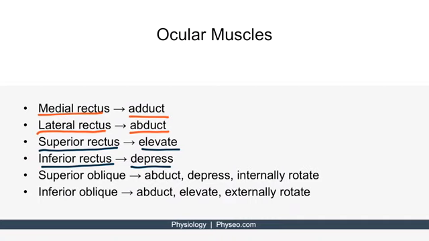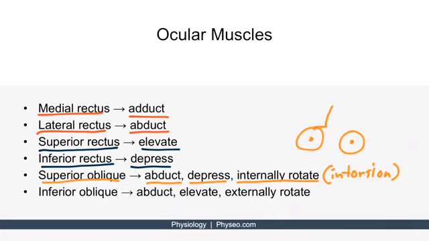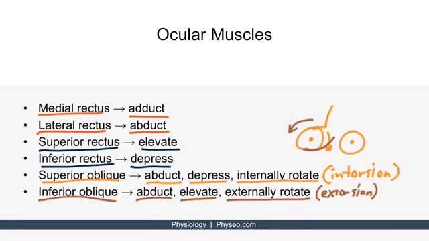Now when we start talking about the oblique muscles, starting with the superior oblique muscle, this will actually abduct the eye, depress the eye, bring it lower, and internally rotate the eye, which is also called intorsion. So if we have both eyes right here, the superior oblique, when it's stimulated, will cause the eye to move in, intorsion. The inferior oblique, similar to the superior oblique, will abduct the eye, but it's opposite in that it will elevate the eye and externally rotate the eye, or extorsion. When the inferior oblique is stimulated, it'll cause the eye to move out that way, so extorsion.